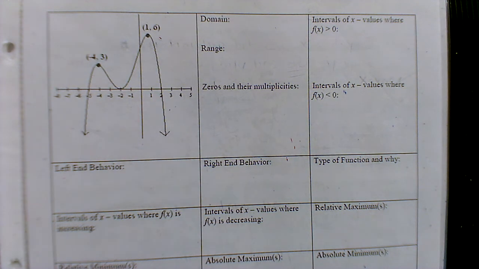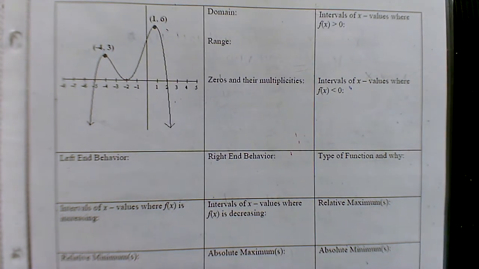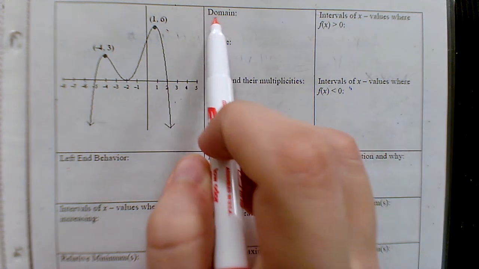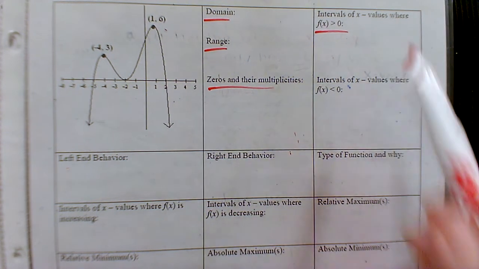Alright, so we did one of these yesterday, just looking at a graph and trying to pick apart different characteristics or properties of it. On page 151, we're going to try another one. Just like yesterday, I want you to try some on your own, to become comfortable with some of these. I want you to do domain, range, zeros, greater than 0, less than 0.